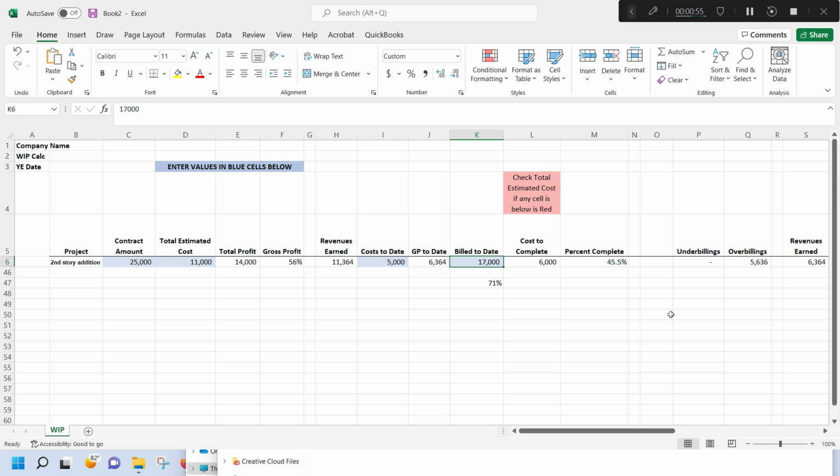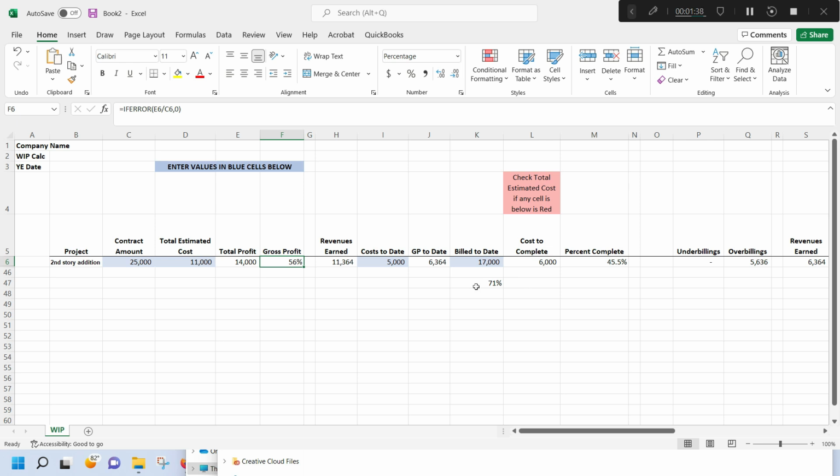That skews the information here. So what this is saying is you've billed more, so you're going to recognize this gross profit. What WIP does is it balances out your gross profit so you evenly recognize profit over the life of the job, or the duration of the job. So over here, we've got the contract amount of 25,000 and the estimated cost of 11,000. The total gross profit on this job is 56%.